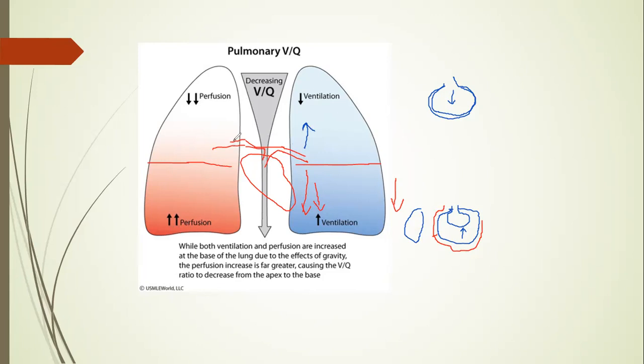So you're trying to use blood pressure, but the pressure is moving away from the gravitational force. So the force is trying to pull it down, but you're moving against it. So there will be less perfusion here.